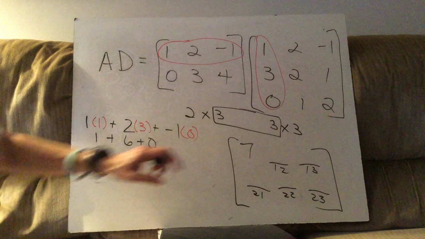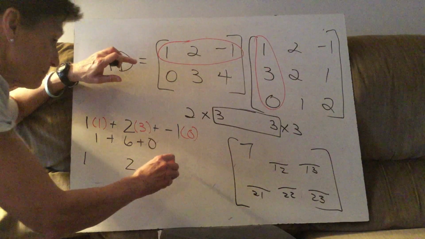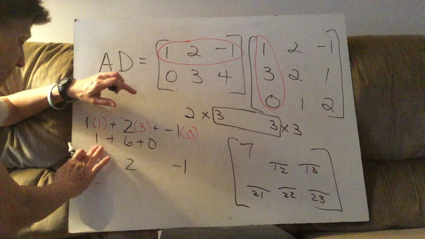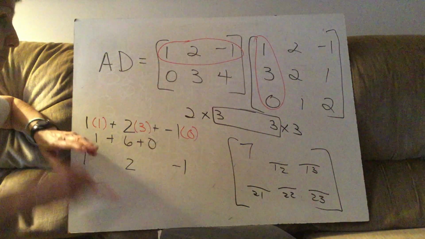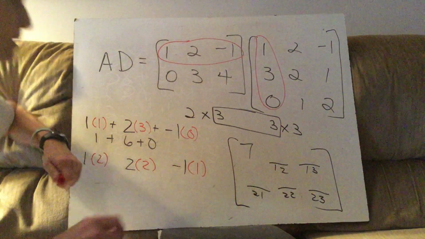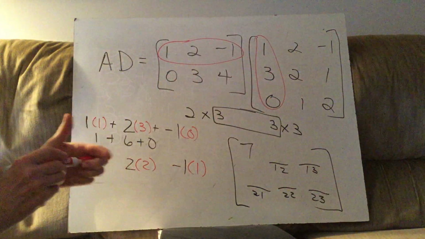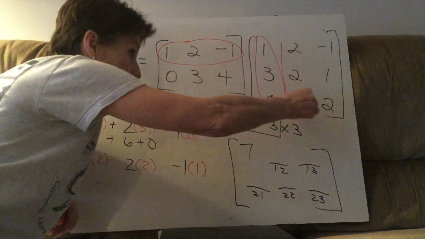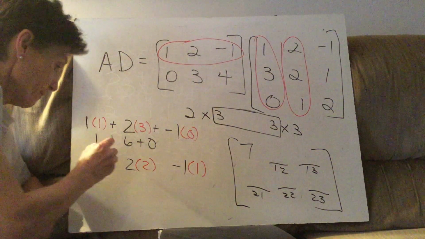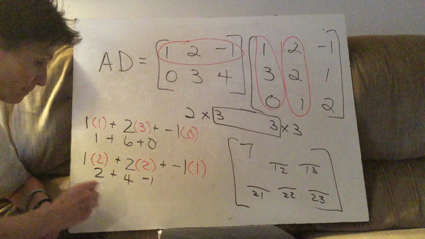Okay, now I'm going to move over here, and I'm going to multiply the first row of numbers times the second column of numbers. So I have the first row times the second column now. So I'll multiply each pair. So I have 2 plus 4 minus 1, which is 5.